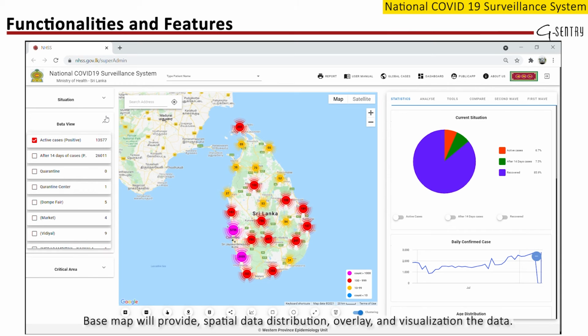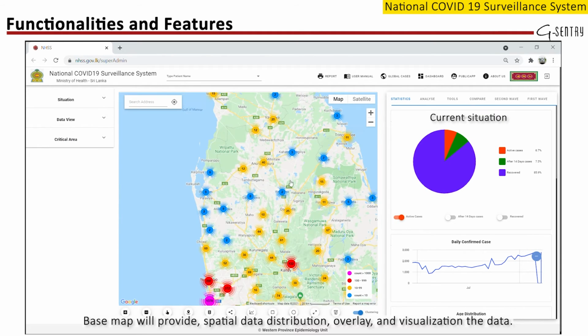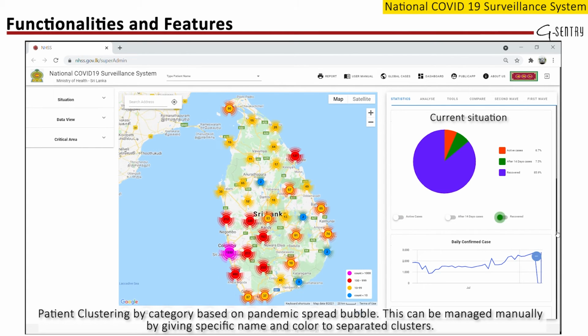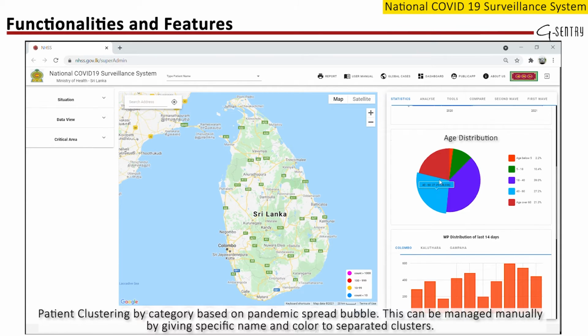National COVID-19 surveillance system. The base map will provide spatial data distribution, overlay, and visualization of data, and patient clustering by category based on pandemic spread bubble. This can be managed manually by giving a specific name and color to separated clusters.